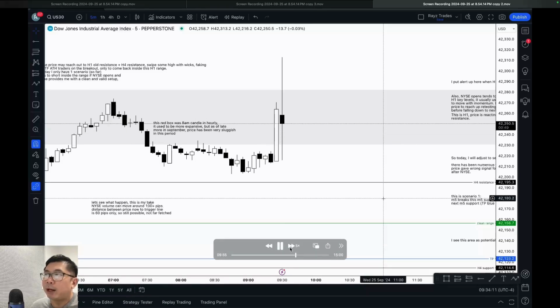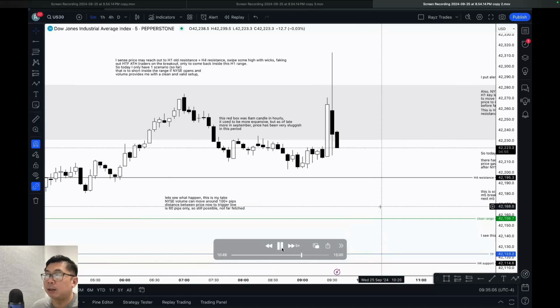Why am I considering this as an additional setup, as an additional play in my playbook? Because I've been seeing this quite a number of times already on NYSE.